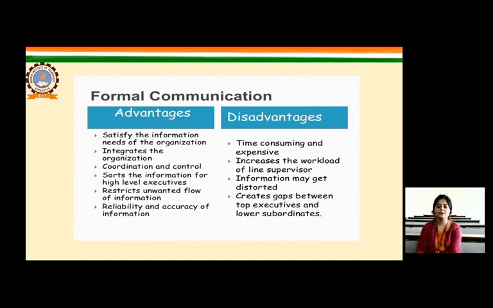Then you have, it increases the workload of the line supervisor. A main drawback of formal communication is that nothing can be done on its own, and everything has a proper medium that has to be followed. For every particular task or action that you want to be done, you have to get it authorized, verified, signed and passed by your supervisor, and only then can you act on it.